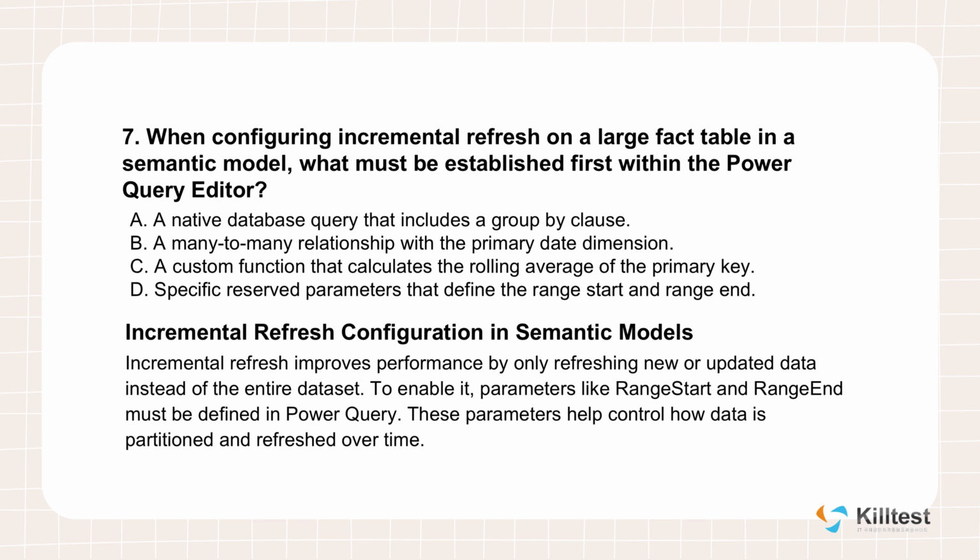Exactly. Listen to this requirement. When configuring incremental refresh on a large fact table in a semantic model, what must be established first within the Power Query editor? Option A, a native database query that includes a group by clause. Option B, a many-to-many relationship with the primary date dimension. Option C, a custom function that calculates the rolling average of the primary key. Or Option D, specific reserved parameters that define the range start and range end.